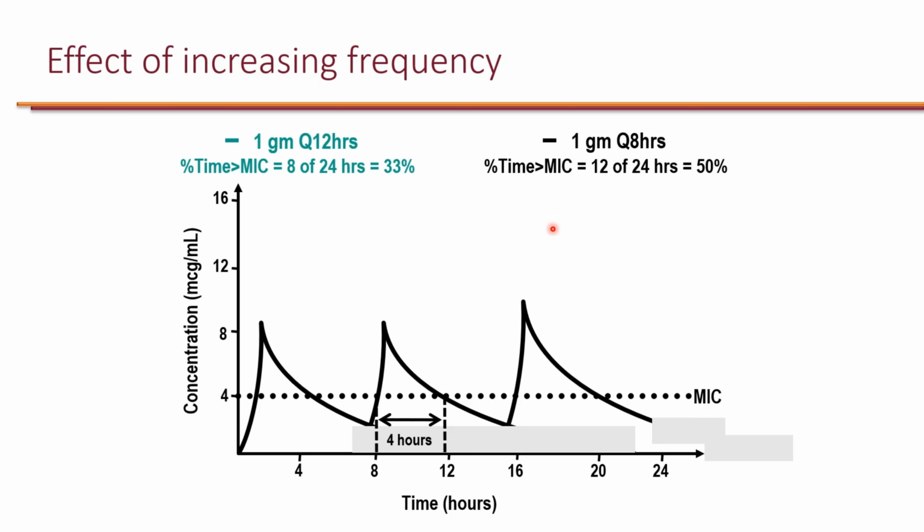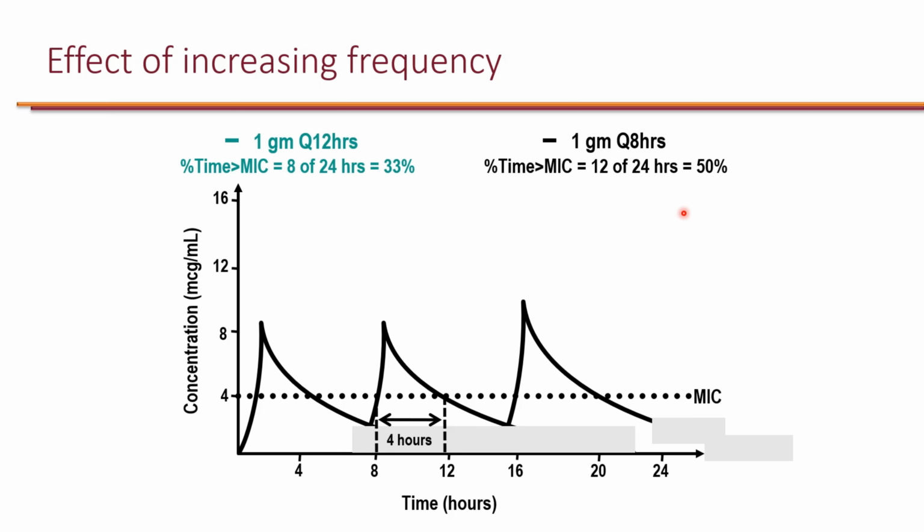So 2 gram Q12 will end up with 4 grams over a 24-hour period. With 1 gram every 8 hours, you end up with 3 grams every 24 hours. So that, from a toxicodynamic perspective, is less likely to cause toxicity because we give less of the drug. Yet from a pharmacodynamic perspective, we achieve the same time above MIC.